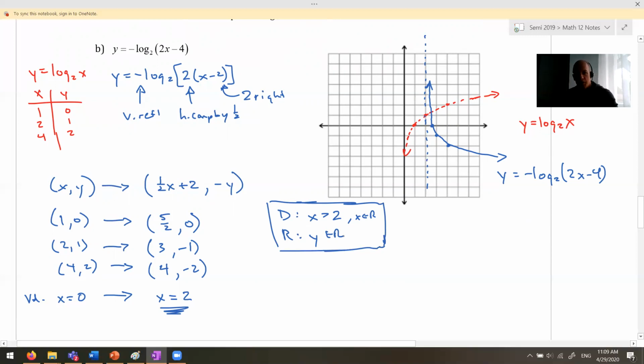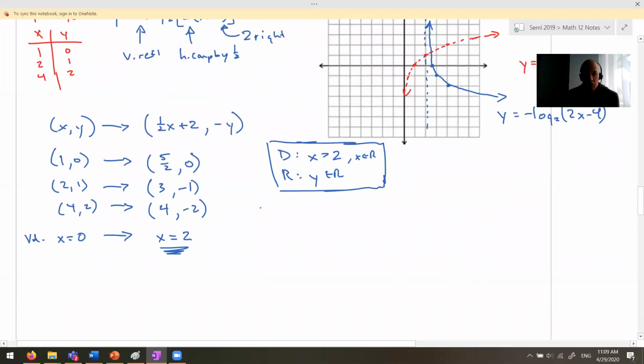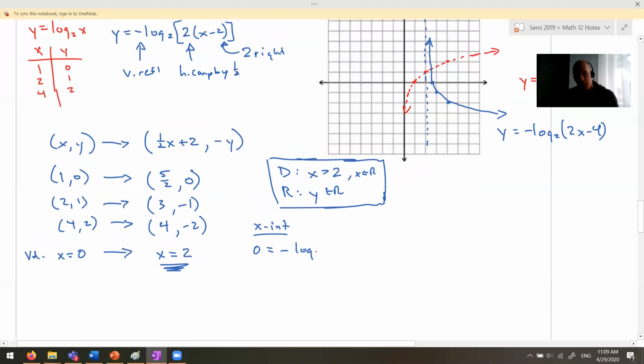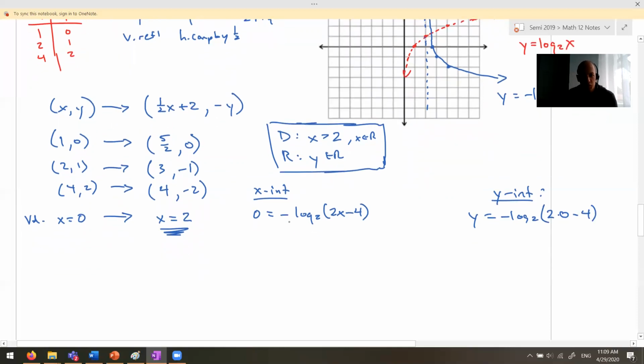Okay, so let's get the x and y intercept. So we'll go the x-intercept. So we set y is equal to 0, so we're going to have 0 equals negative, let me just remember what that is, negative log base 2 of 2x minus 4. And seriously, if you have not started doing something on your own, this is a really good place to start. Pause the video and give it a shot. So I'm just kind of doing x and y side by side. So the x-intercept will do this.